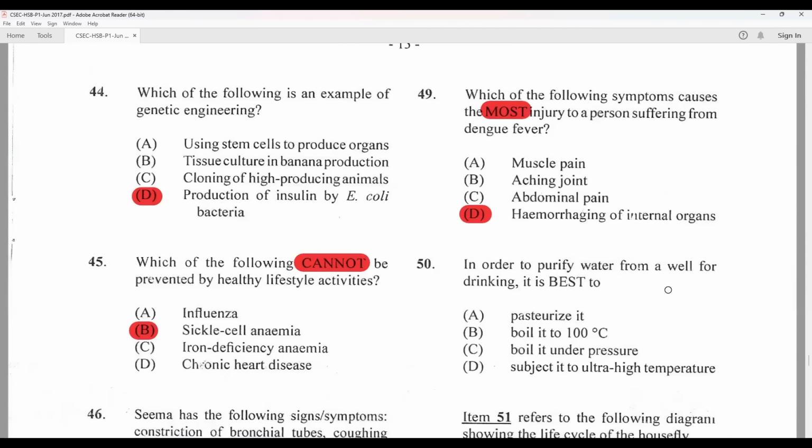In order to purify water from a well for drinking, it is best to do what? To pasteurize it, to boil it to 100 degrees Celsius, boil it under pressure, subject it to ultra high temperatures. If you subject it to high temperature, you will vaporize it. Usually things that go into ultra high temperature are glassware, or metals. So the answer is you want to bring this water to a boil.